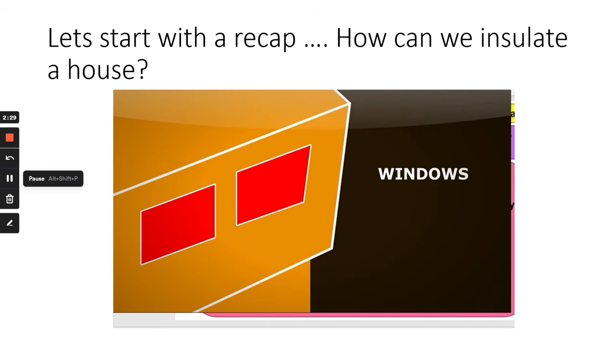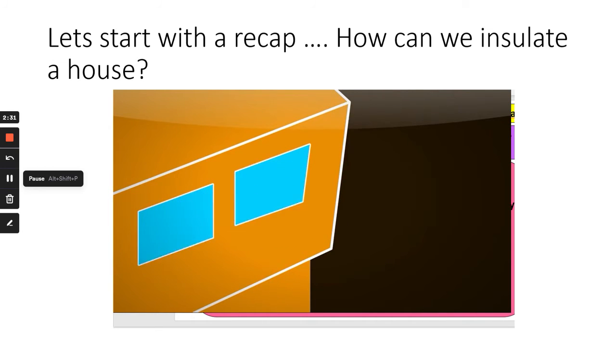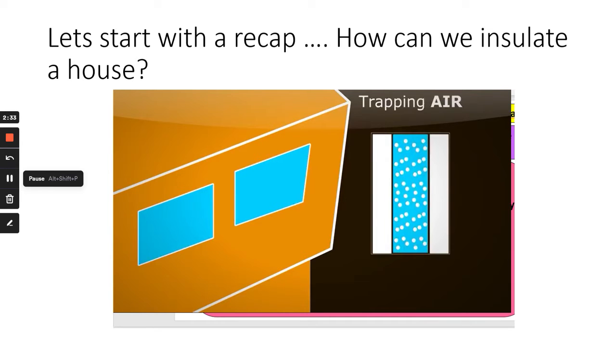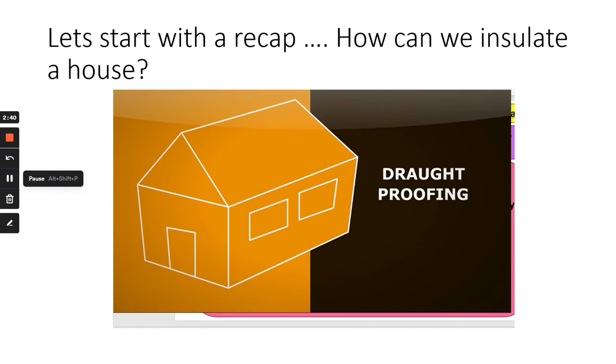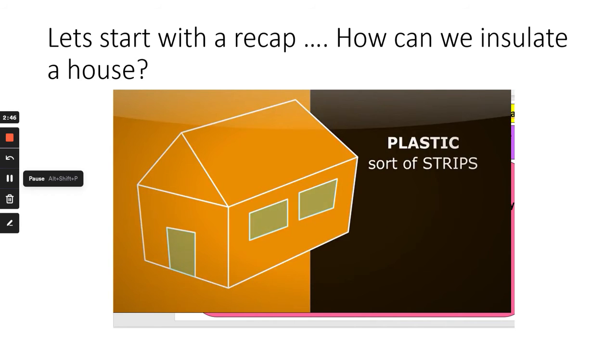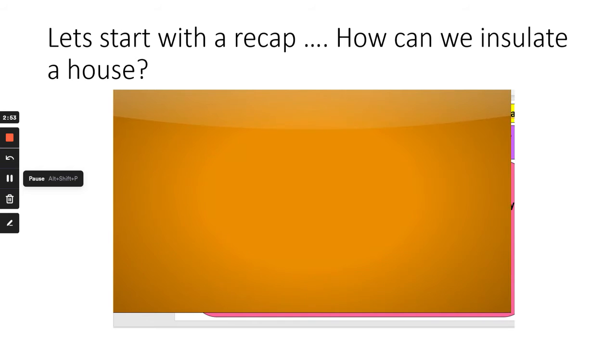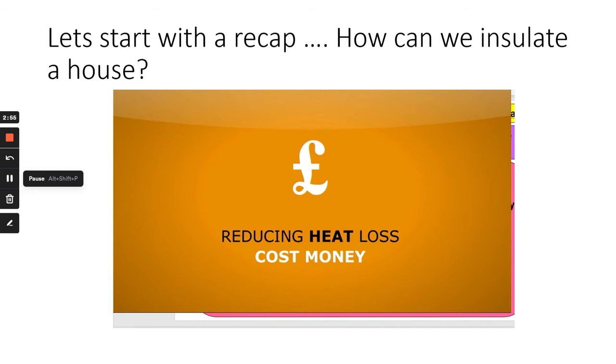Another thing you could do, look at all that heat going straight out your windows. Pop in some double glazing. Again, the way this works, trapping air between two panes of glass, really bad conductor. One of the last things you could do is put in some draft proofing, the cheapest way to reduce your energy losses. All you do is put some plastic strips around your windows and doors, stopping all the hot air escaping. All of these ways of reducing heat loss cost money.